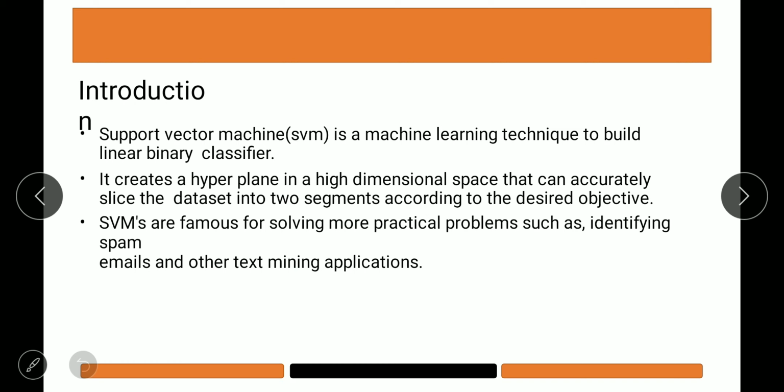So what is support vector machine? As I told you already, it is a machine learning technique to build a linear binary classifier. It creates a hyperplane in a high dimensional space that accurately slices the data set into two segments according to the desired objective. SVMs are famous for solving more practical problems such as identifying spam emails and other text mining applications. So as part of your text mining, you are learning SVMs.